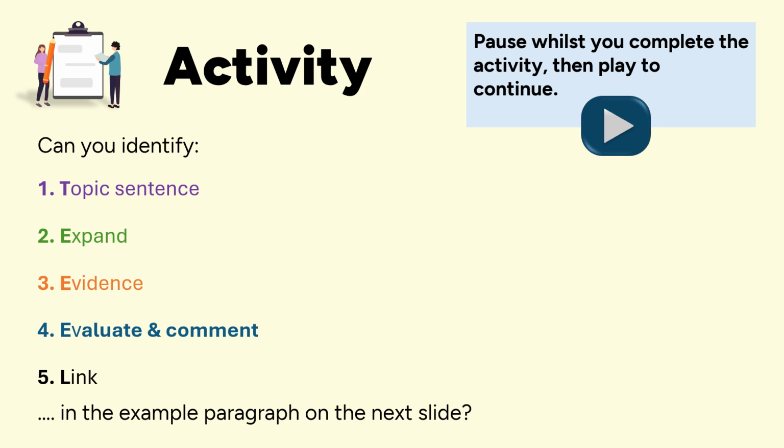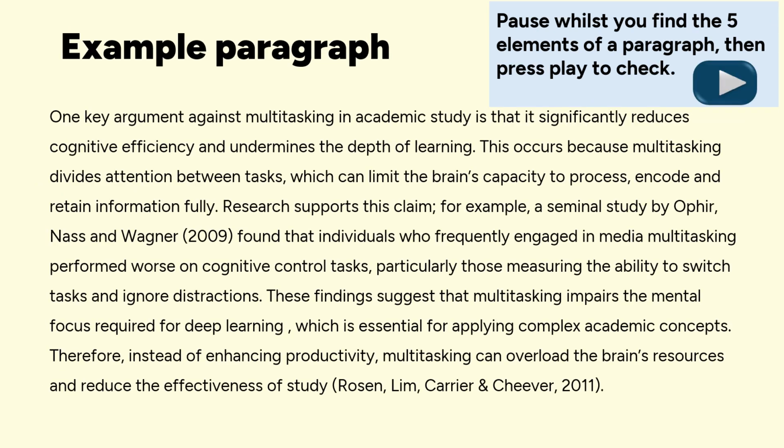Pause the video to make a note of the 5 elements you should find in a paragraph, and when you're ready, press play to see the paragraph and match the sentences to these 5 elements. Pause the video and see if you can identify the topic sentence, a sentence which expands on it, one which provides evidence, and another one which evaluates and comments on that evidence, and finally a link or conclusion sentence. Once you've done that, press play to check your answers.